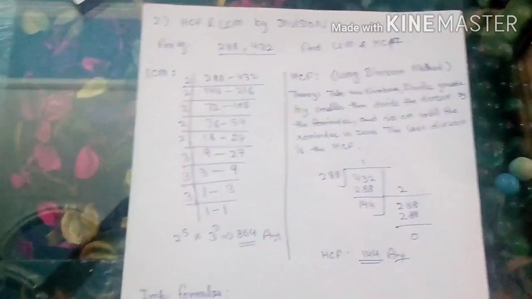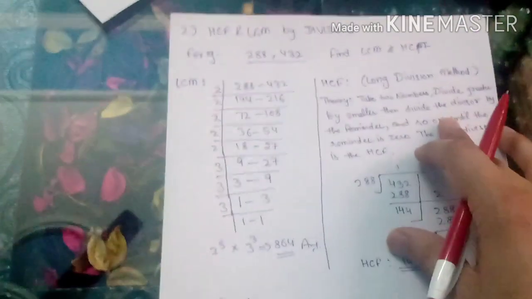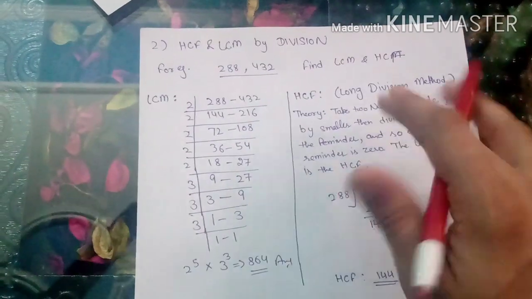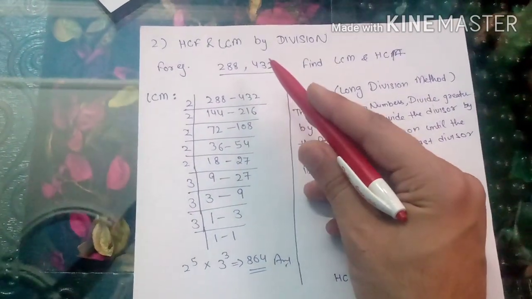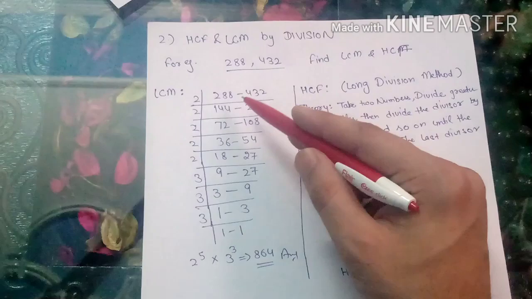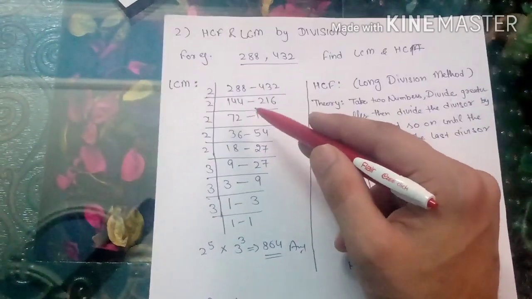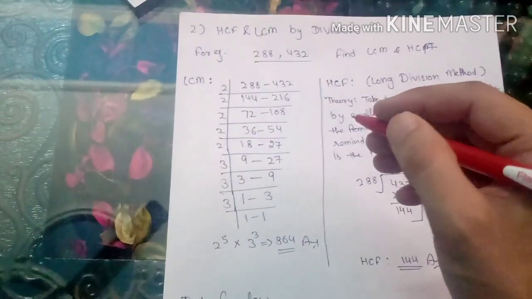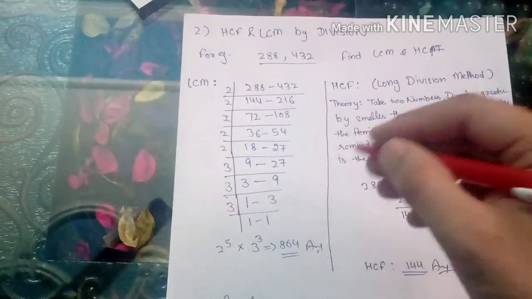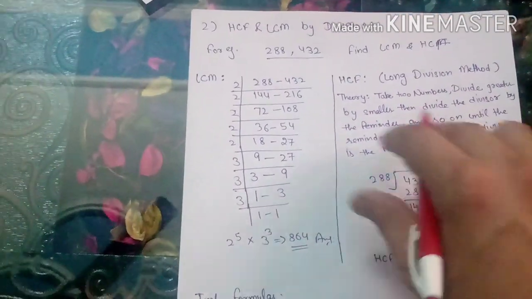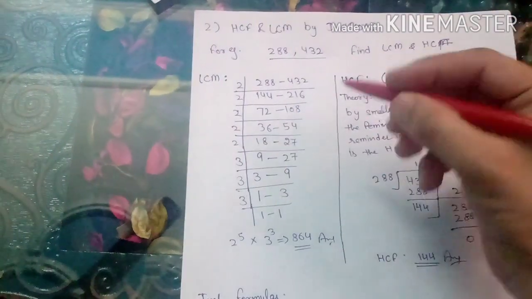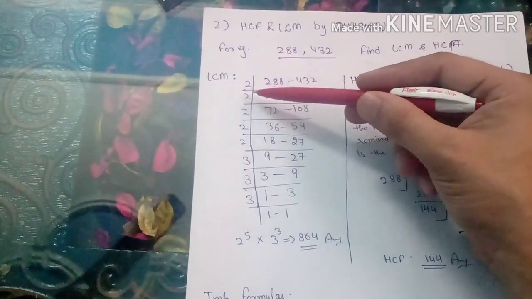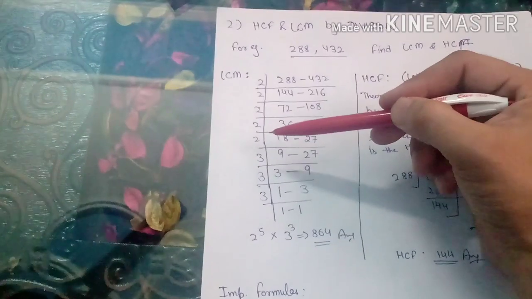Okay, so the division method, what does this method say? You have two numbers, 288 and 432. So you have to write like this. This is the most common method we have used from the very beginning. Since childhood we are using this method. From basic math you can calculate like this. For the LCM, you have to divide by starting with prime numbers. You have to divide with 2, then 3. So this is the most common method.